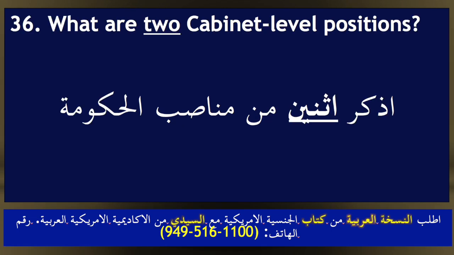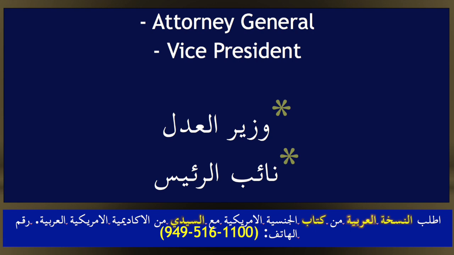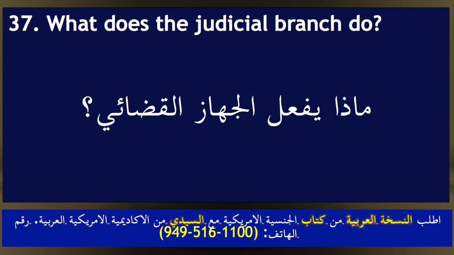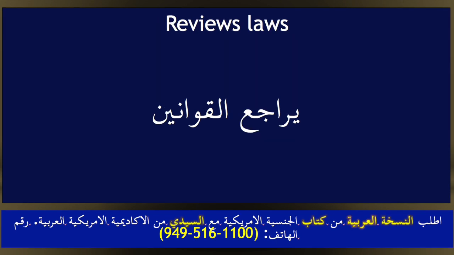Question 36. What are two cabinet level positions? Attorney General, Vice President. Question 37. What does the judicial branch do? Reviews laws.